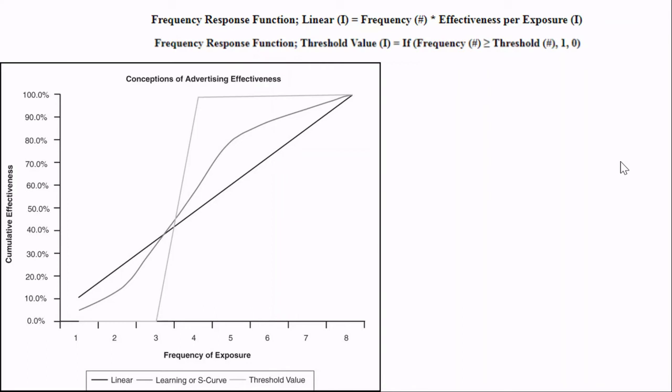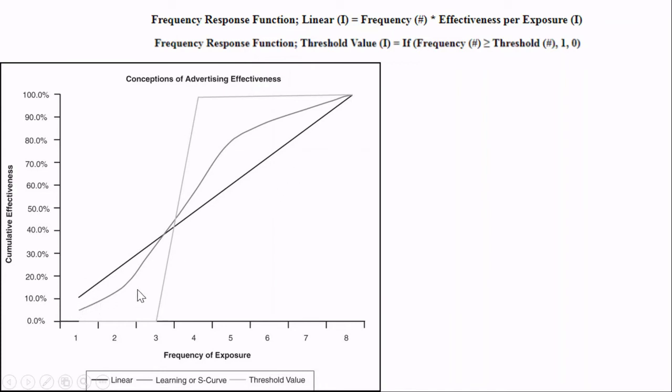Another question that comes up is, well, how often should you show an ad? Okay. And we're not going to do any calculations here. This would come in the advanced kind of microeconomics class, but just know that there are different kind of theories about how effective is advertising. Okay, so this black line here is linear, just basically means that the more you expose people to an ad, the more effective the ad is going to be.